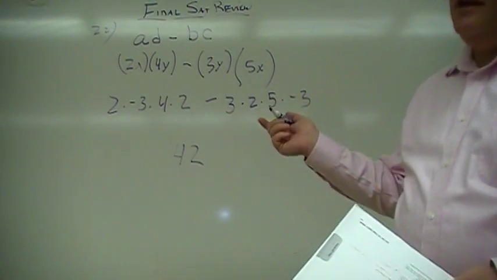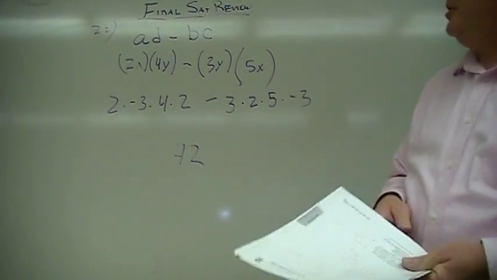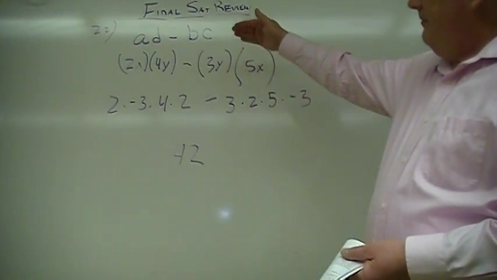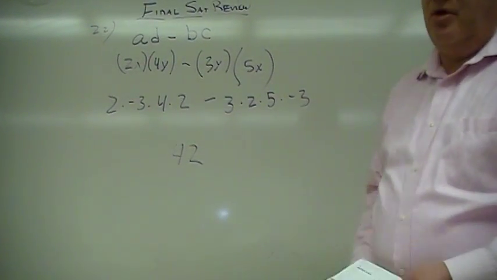You got to keep track of your negatives. It's an order of operations problem. Honestly, it's a middle school problem when you get down to it. It's just following through, and that's where it can become complicated.